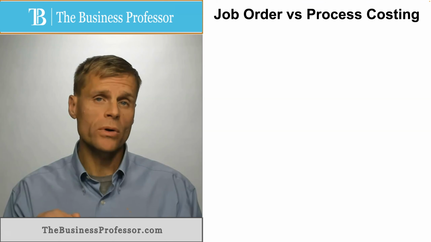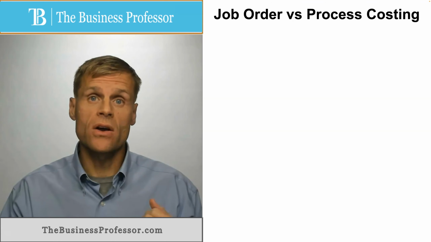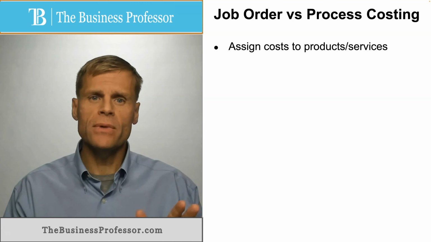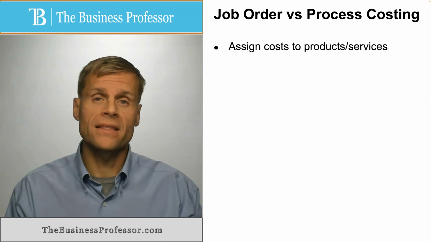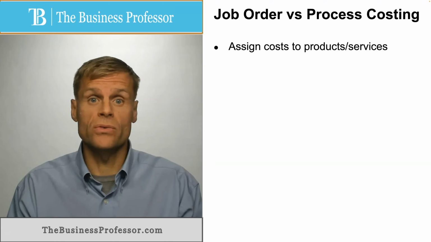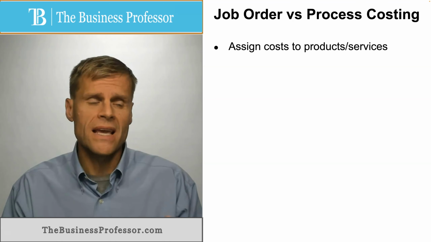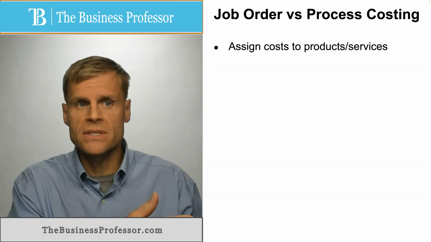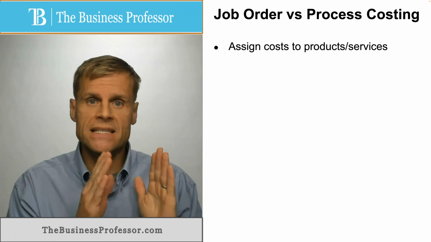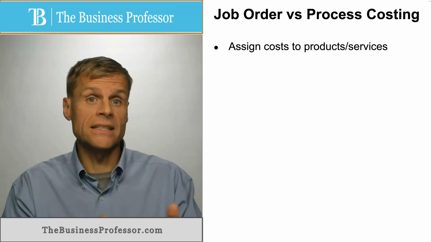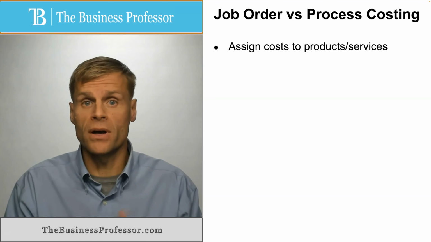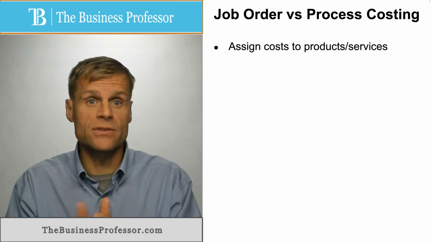What is job order costing and what is process costing? Well, to begin with, both are means or methods of assigning costs to products or services. It's just a different approach to us. In contrast to, say, activity-based costing, which is assigning costs specifically to activities as part of a process, right?